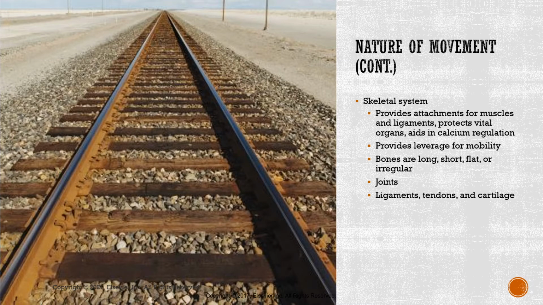So the skeletal system provides attachment for all our muscles and ligaments, protects our vital organs, aids in calcium regulation, which helps our muscles work, and provides leverage for mobility. We have bones that are long, short, flat, or irregular. Our joints move in different directions. Ligaments, tendons, and cartilage all support and are part of the musculoskeletal system.